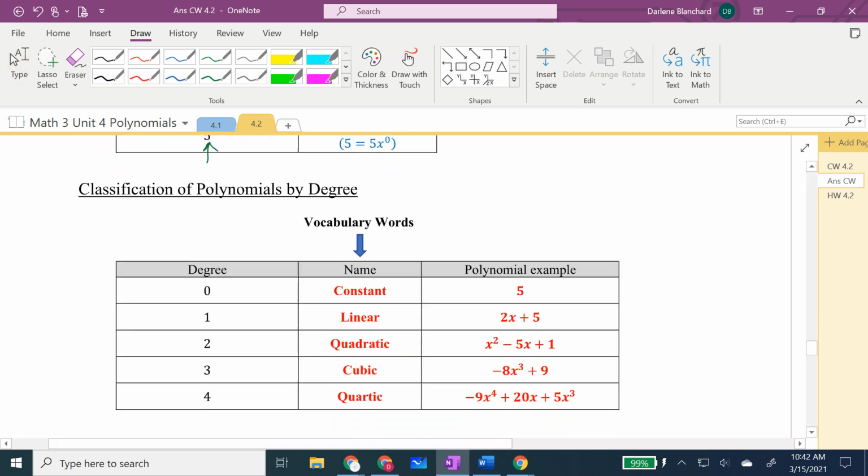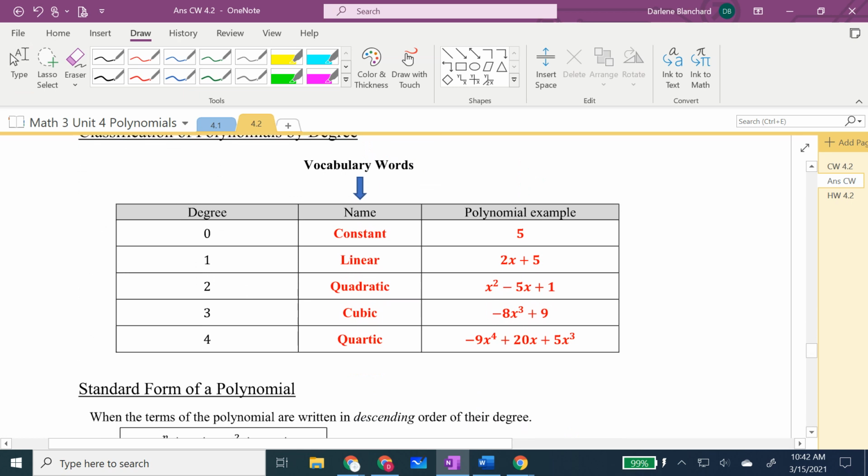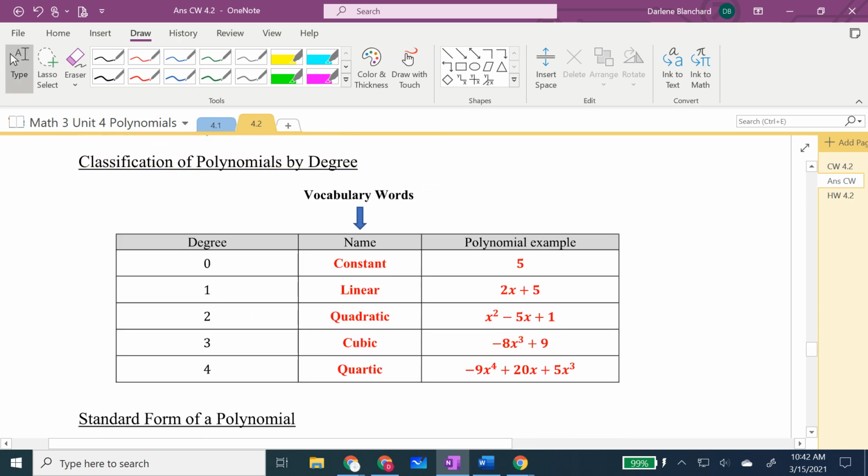Then some vocabulary words you should be familiar with. You might already know them. Degree 0, we call that a constant polynomial. Degree 1, we call a linear polynomial. Degree 2, you're really familiar with quadratic. Degree 3 is called a cubic polynomial. Degree 4 is a quartic polynomial. And you're not going to be expected to know any further than that. But you can always look it up if you're curious.